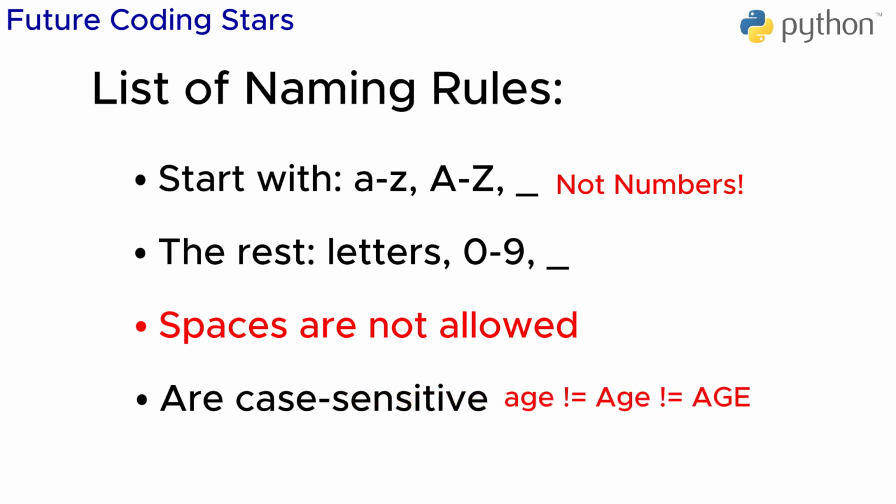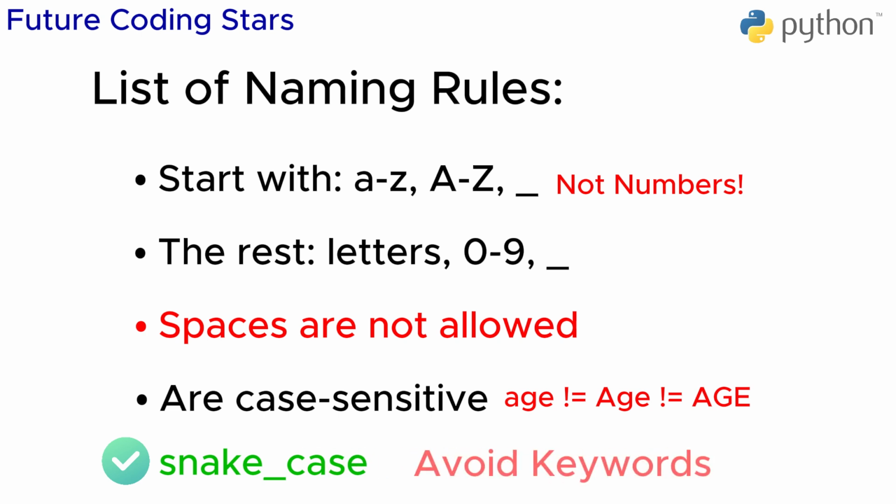A common practice in Python is to use snake case for variable names, all lowercase letters with words separated by underscores, like first_name or item_count. It makes code easier to read. Also, avoid using names that are already Python keywords, like print, if, for, while, etc. Your editor might highlight these differently.